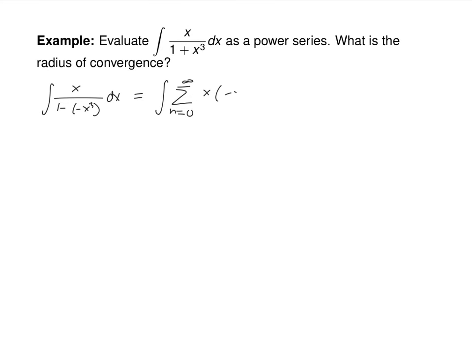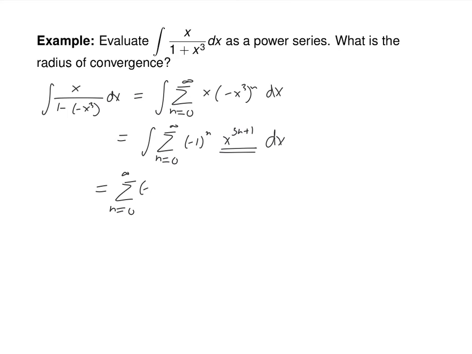So x times negative x cubed to the n. And before we integrate, let's write x to one power. So we have negative 1 to the n, and then x to the 3n plus 1. So now we antidifferentiate the x to the 3n plus 1. We have the sum from n equals 0 to infinity, negative 1 to the n, x to the 3n plus 2 over 3n plus 2, plus some constant c.